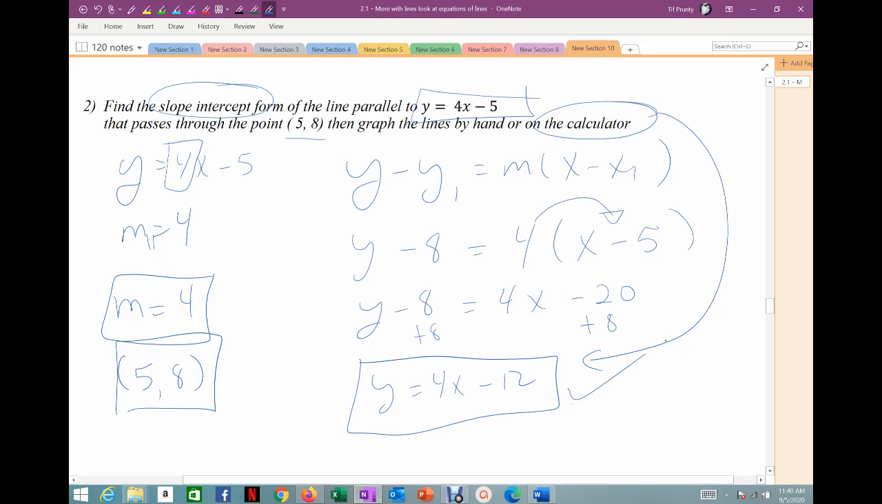And we're done. So that's an example of finding a parallel and a perpendicular line. So we'll stop there.